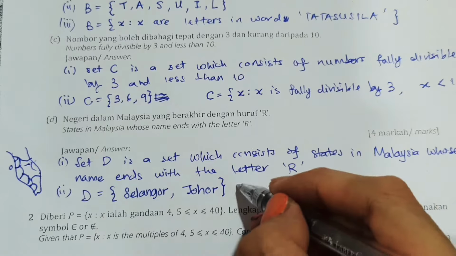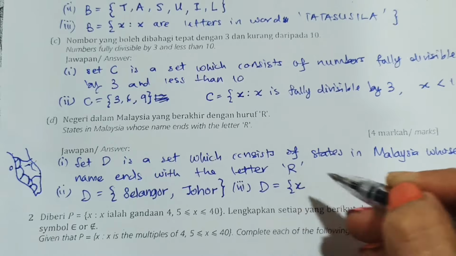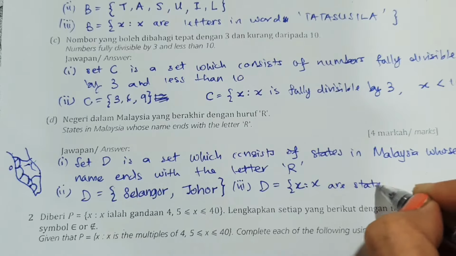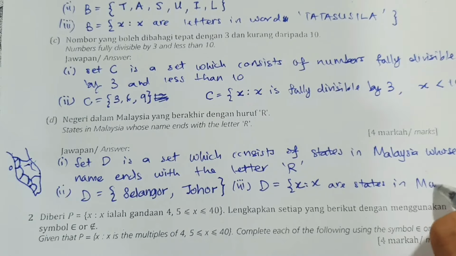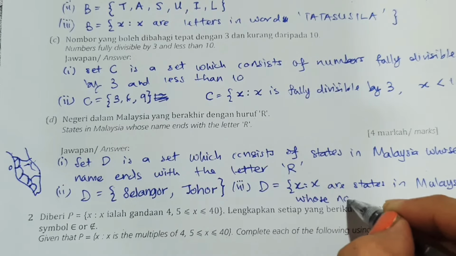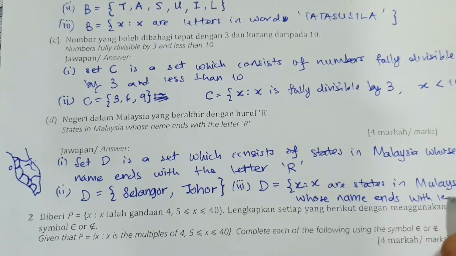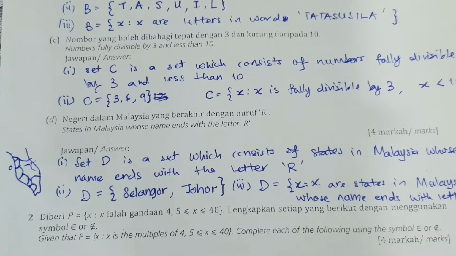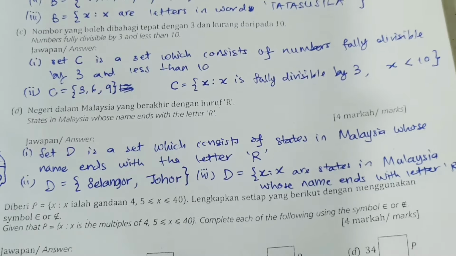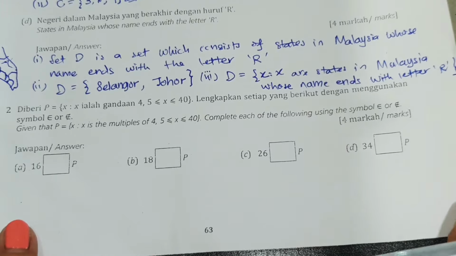Okay, and then part 3, the set builder notation. D consists of element x such that x are, so copy, states in Malaysia whose name ends with the letter R. Okay, so that should be your answer. Did you get it right? Now, next, let's go to question number 2.